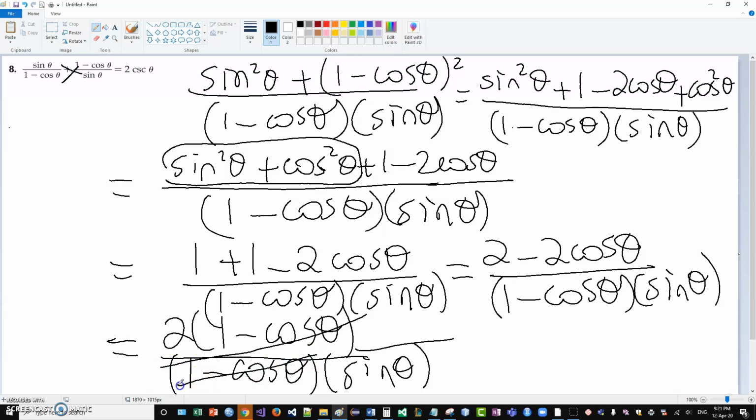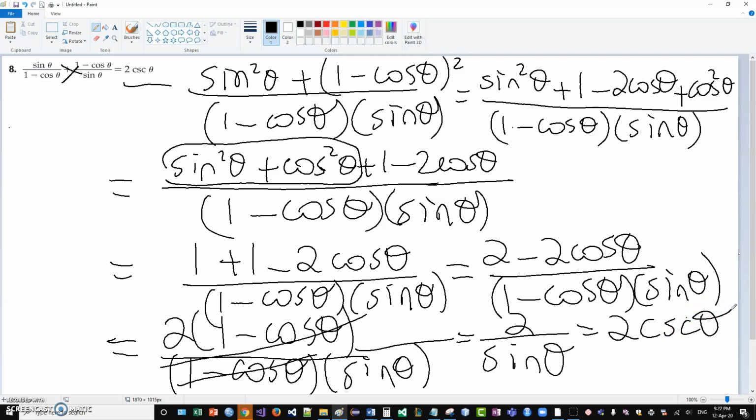These two cancel each other out, so we're left with 2 over sine theta, and as you might have guessed, this is 2 cosecant theta. And that's it. It's a little bit lengthy, but it's not that hard. Again, we used the combining fractions strategy. Alright, let's pause.